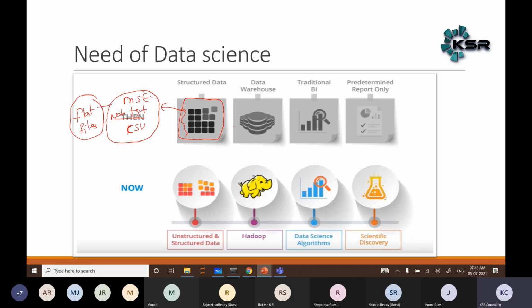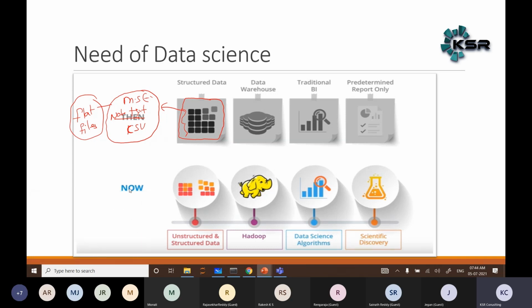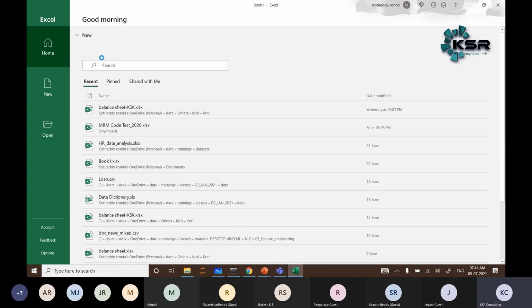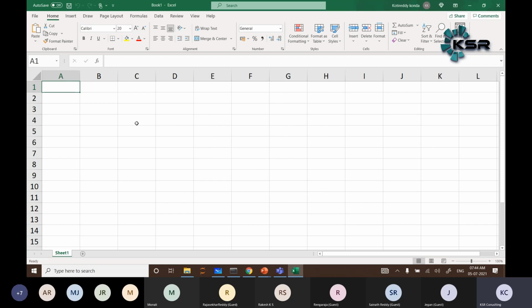Structured data is a kind of table format. Let me explain. Let me open MS Excel. For example, this is an empty Excel sheet, a workbook. Here A, B, C, D are the columns, and 1, 2, 3, 4 are the rows.